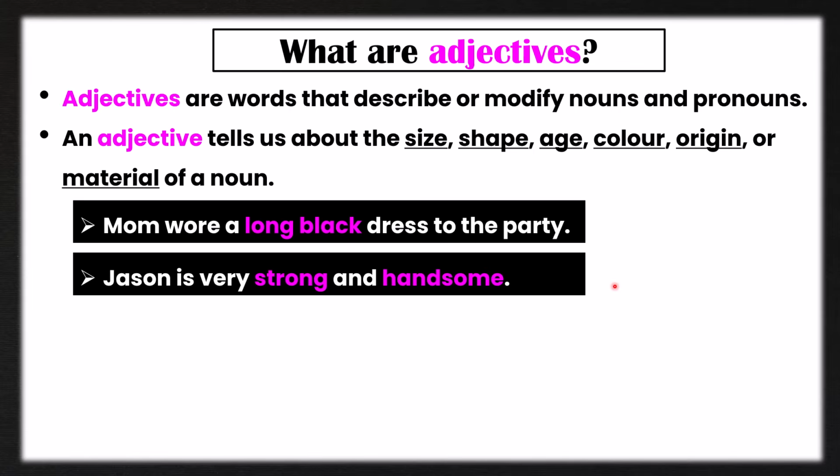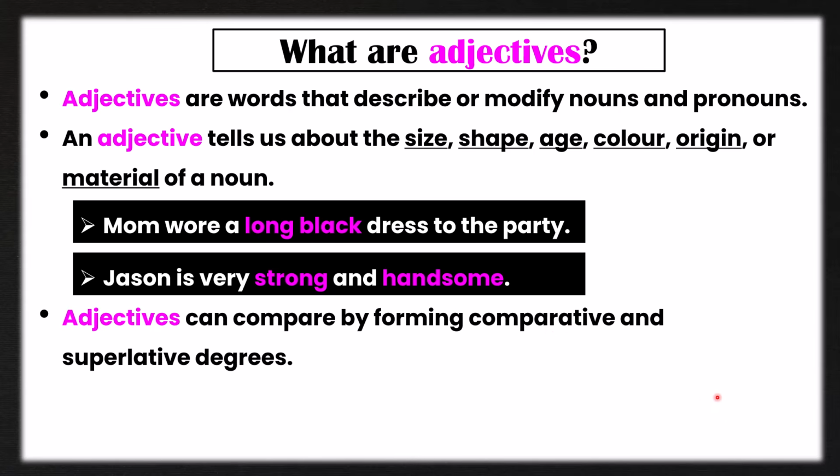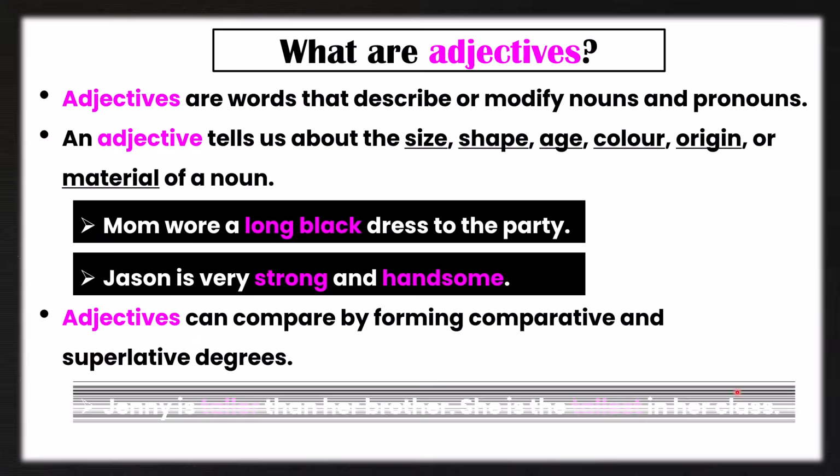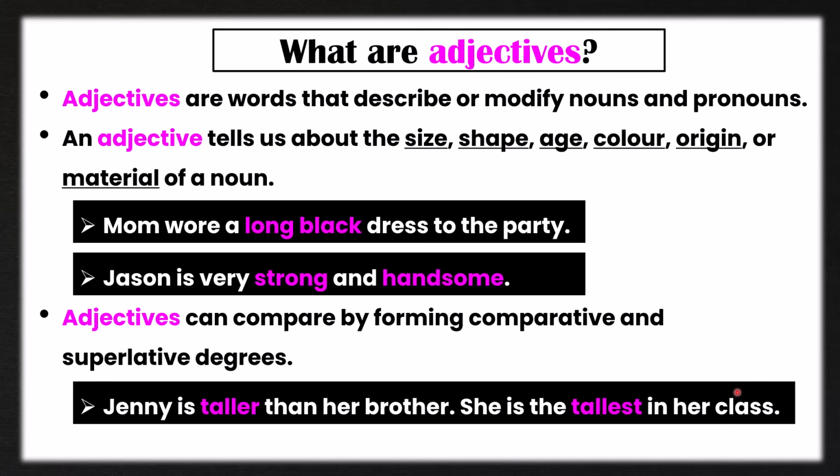Jason is very strong and handsome. These are adjectives describing Jason, what he looks like. And adjectives can compare by forming comparative and superlative degrees. Jenny is taller than her brother. She is the tallest in her class. Taller is a comparative adjective, and tallest is a superlative adjective.